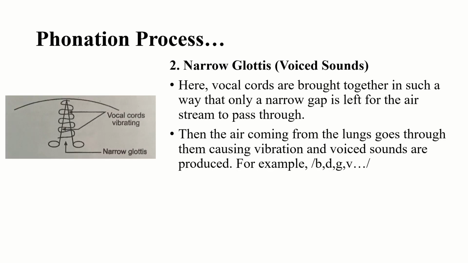And next one is narrow glottis, and through narrow glottis voiced sounds are produced, and the condition of the glottis is seen in the picture. Vocal cords are brought together in such a way that only a narrow gap is left. That's why the air stream passes through that glottis, and while passing there is a vibration and voiced sounds are produced like badaga, badajajaja, managa, laravaya.